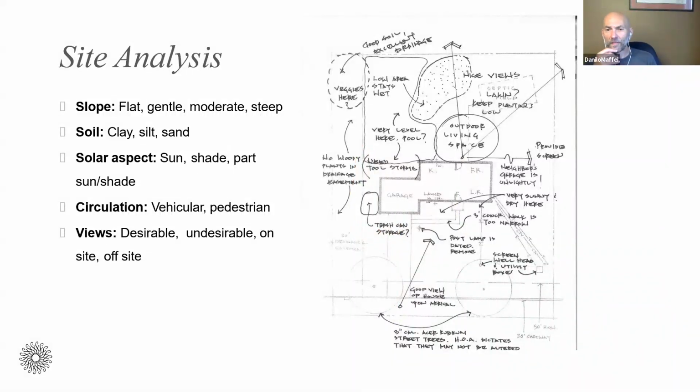And then finally, things like views. Where will people be standing in the landscape, and in which directions do we have things that are desirable versus things that maybe are not quite so?